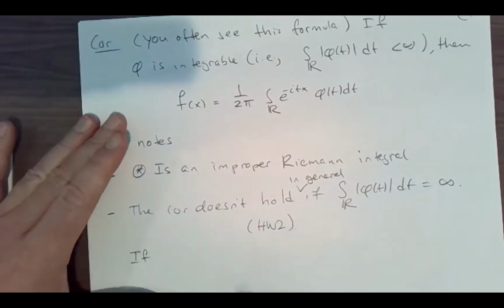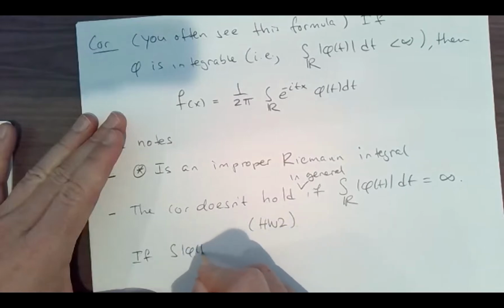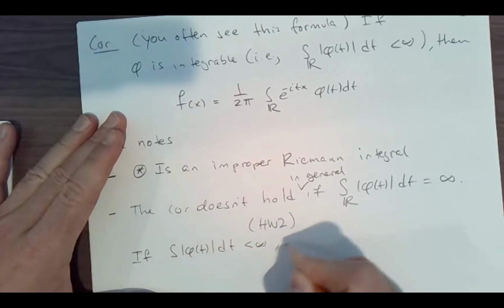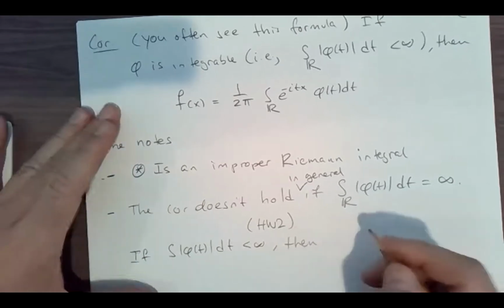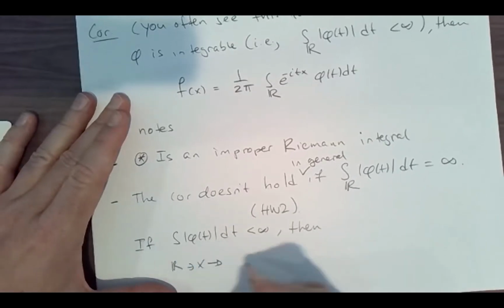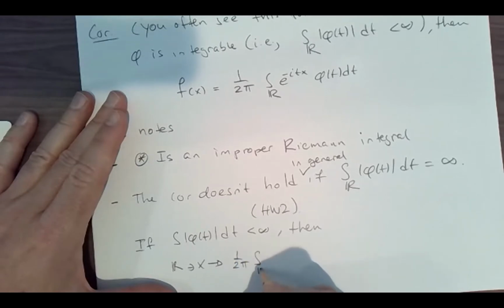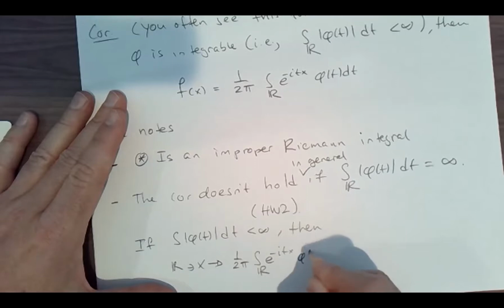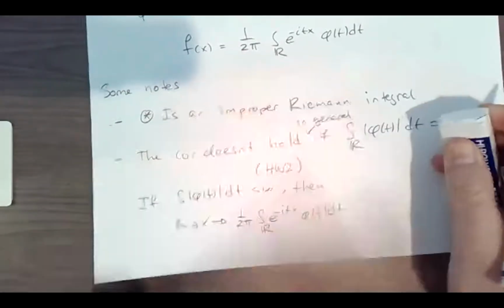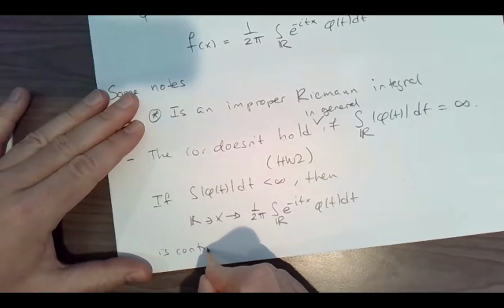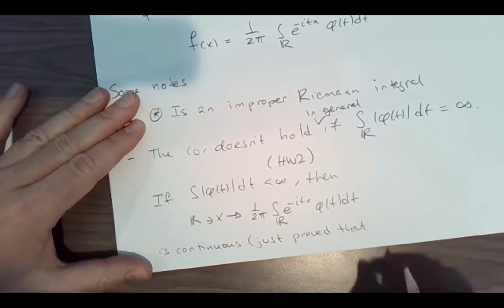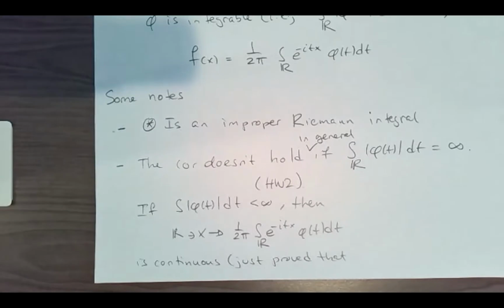So let me just expand on this. If the integral of phi of t is finite, then the map that maps x, somewhere in R, to 1 over 2 pi times the integral over R of e to the minus i t x phi of t dt is continuous. We just proved that. That was on pages 6 and 7.